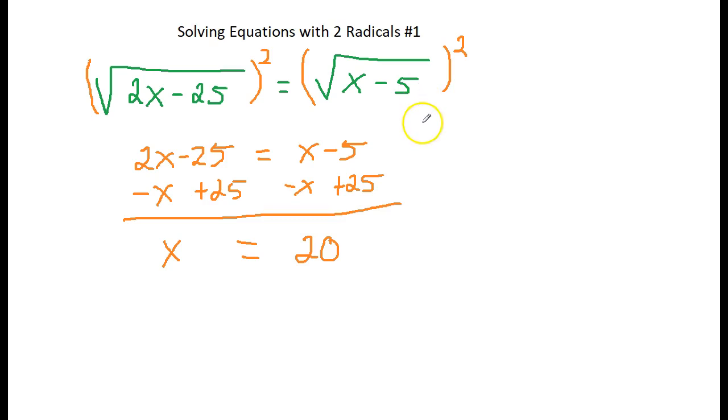Now, when you have more than one radical, a lot of times it's going to tell you to check for extraneous solutions. That's a solution that does not work. So you just have to be careful when you have more than one radical to make sure you don't have any extraneous solutions. All right, well, have fun.